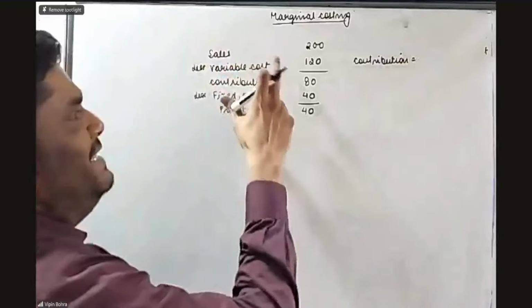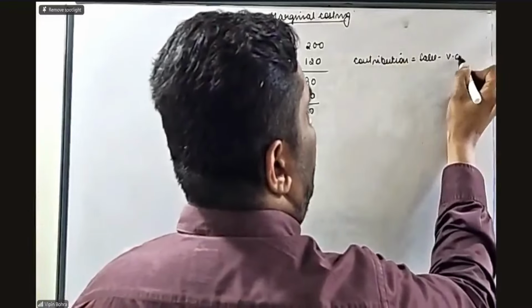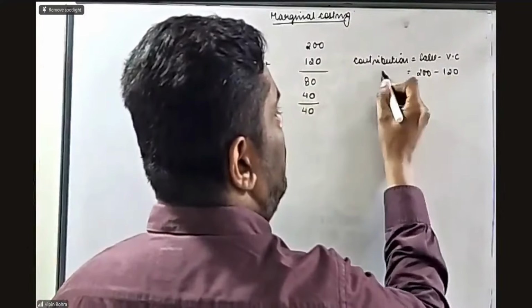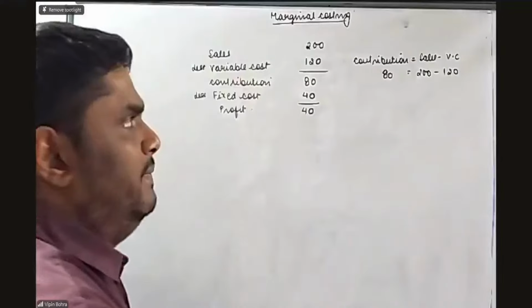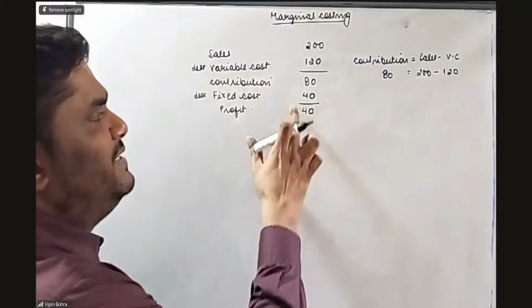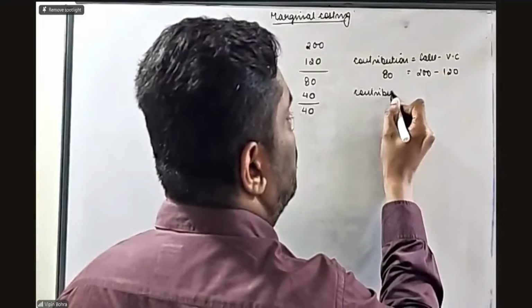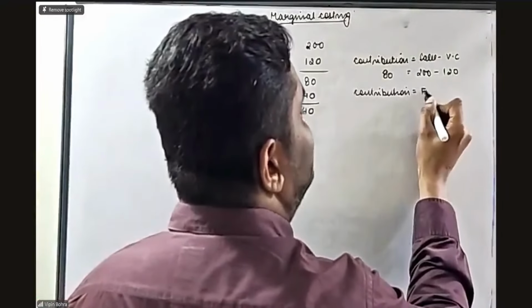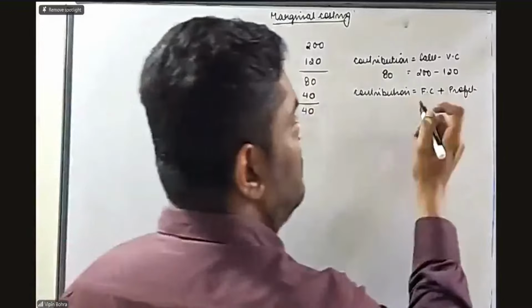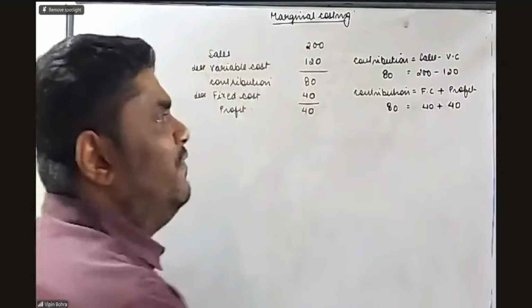So when talking about the formula for contribution, it is what? Sales minus variable cost. So if my sales is 200, my variable cost is 120, what will be my contribution? 80. We can draft another formula for contribution as fixed cost plus profit. So contribution is equal to fixed cost plus profit. 40 is my fixed cost. 40 is my profit.